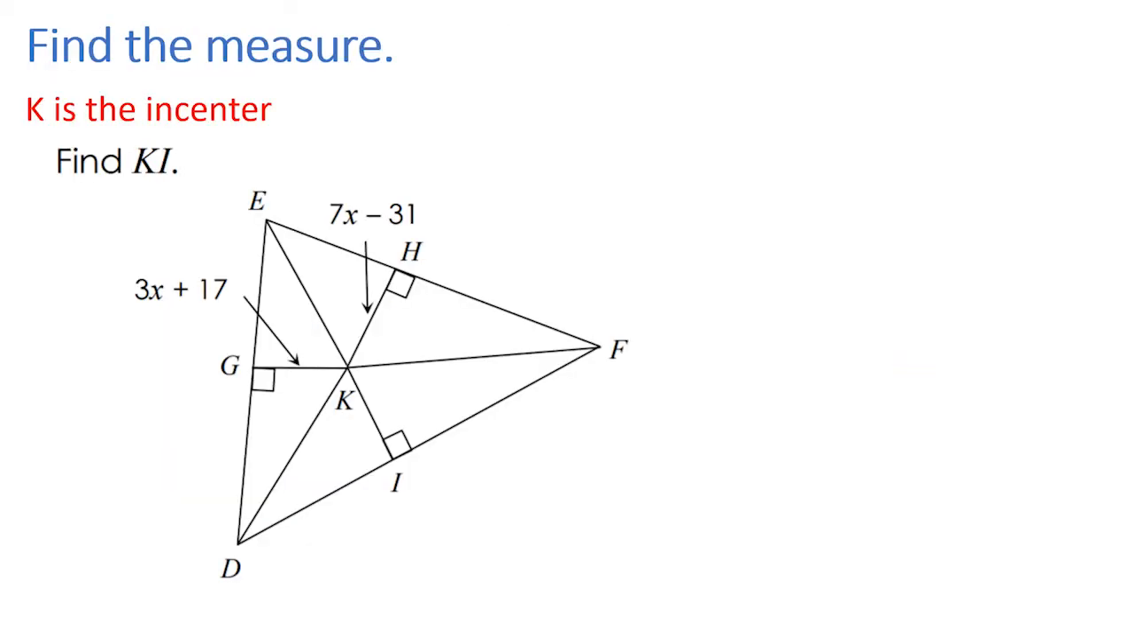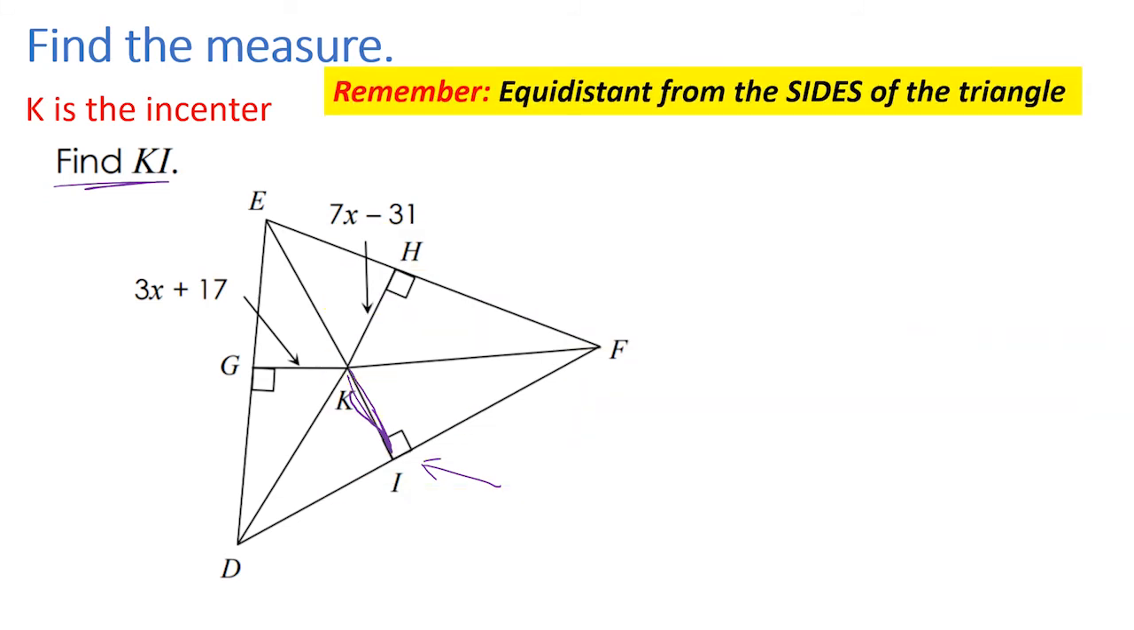Okay, so let's look at finding the measure if we know the incenter. We want to find KI. So KI is this segment right here. I'm trying to draw a straight line. So that is KI right there. Since we know that K is the incenter, remember that it is equidistant from the sides of the triangle. So we can conclude that GK is equal to HK, and it's equal to KI. These are all equal because the incenter is equidistant from the sides. So we can use that information to find x. So let's do that.